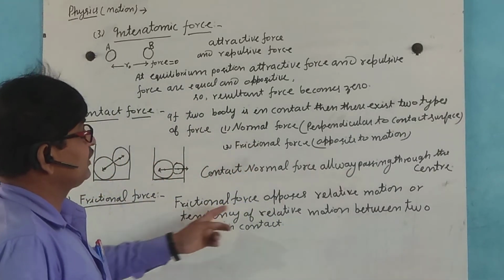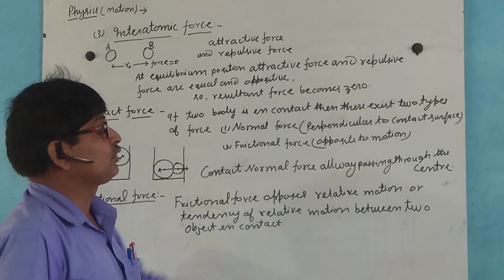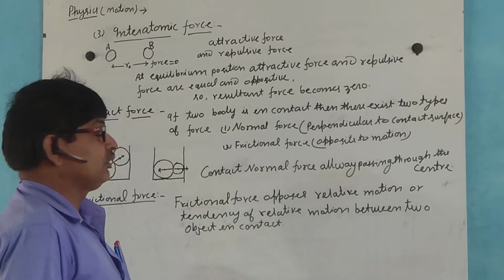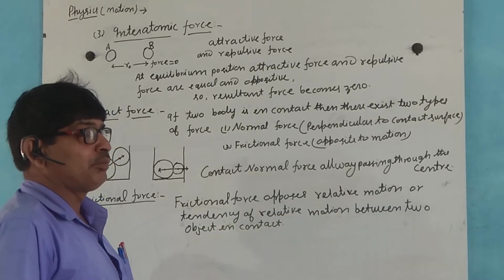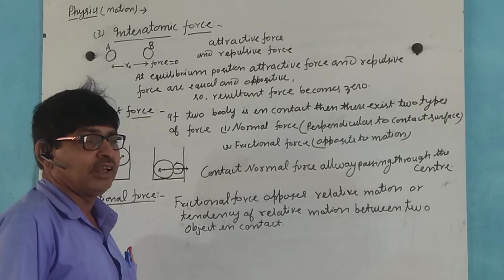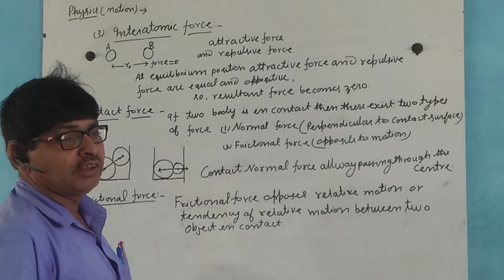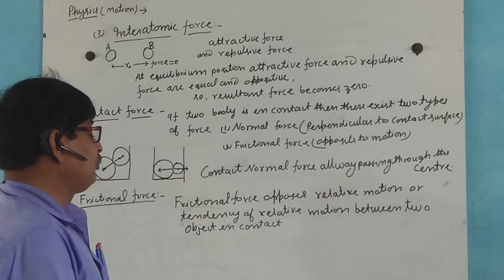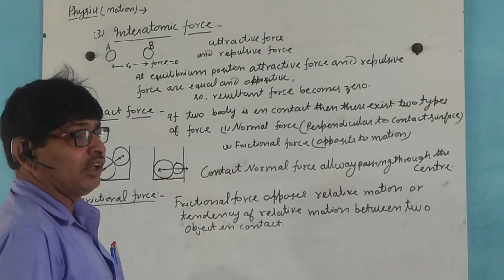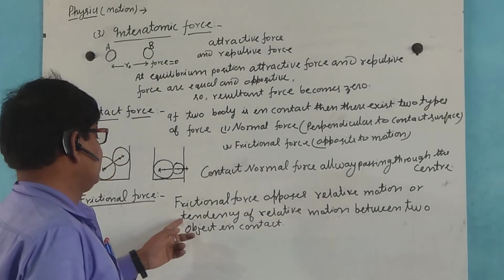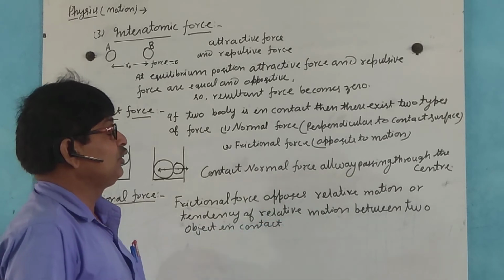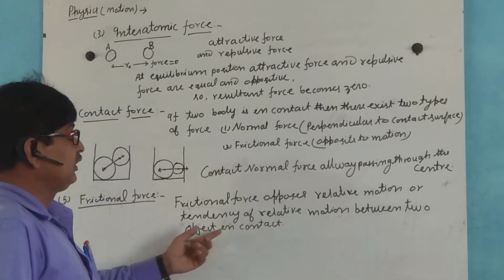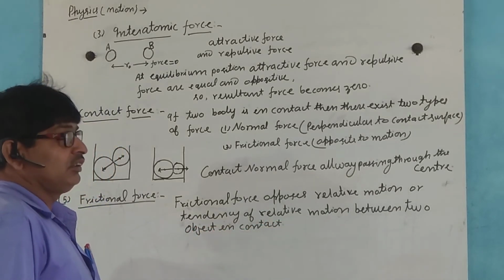In this case, frictional force opposes the relative motion. It means that the direction of frictional force is always opposite to the direction of motion of bodies that are in contact to each other. Tendency of relative motion between two objects in contact.